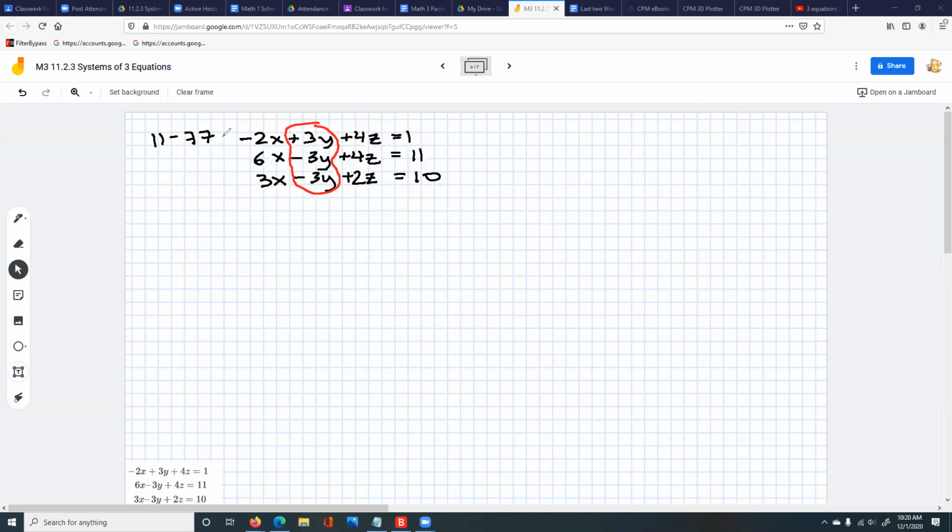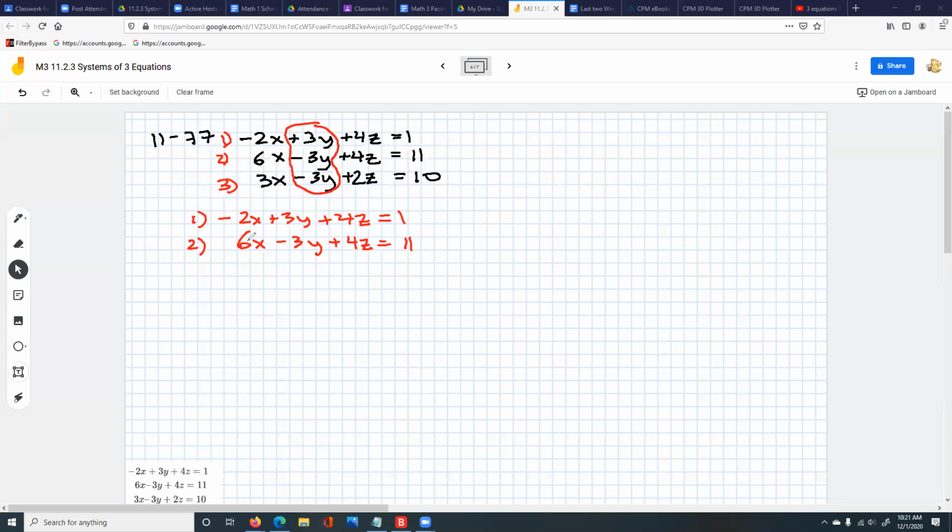So this is equation 1, this is equation 2, this is equation 3, right? So I'm going to add 1 and 2 together. So I'm going to rewrite them. Negative 2x plus 3y plus 4z equals 1. The second equation was 6x minus 3y plus 4z equals 11.